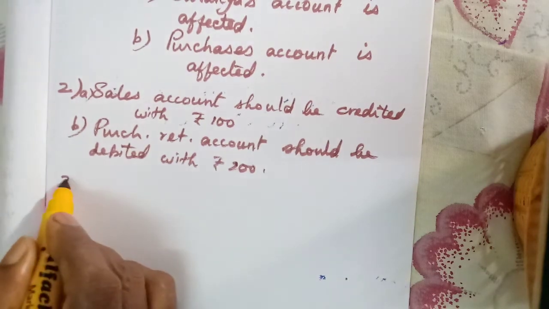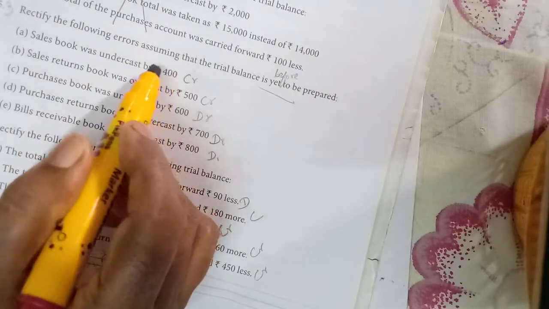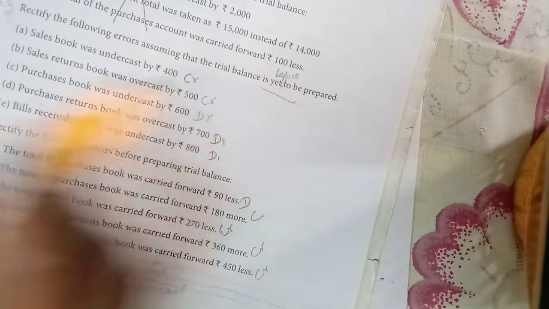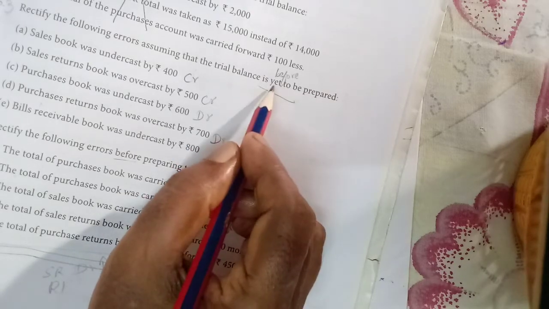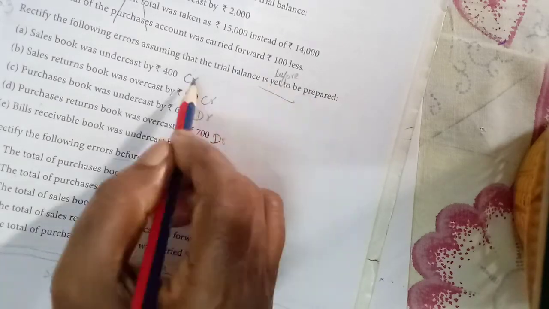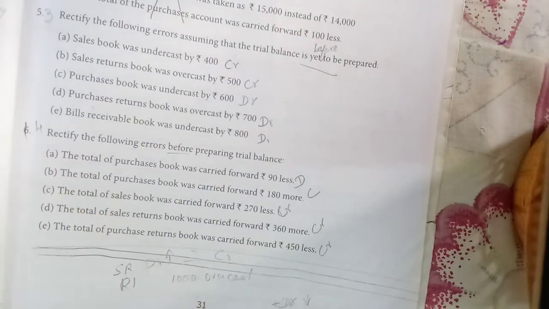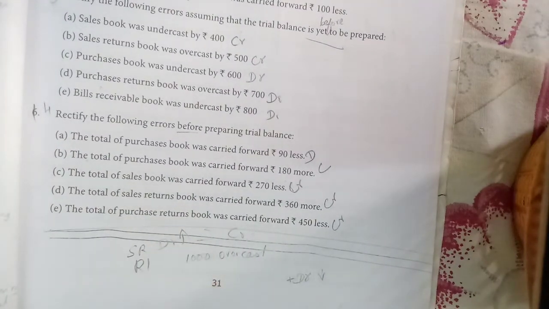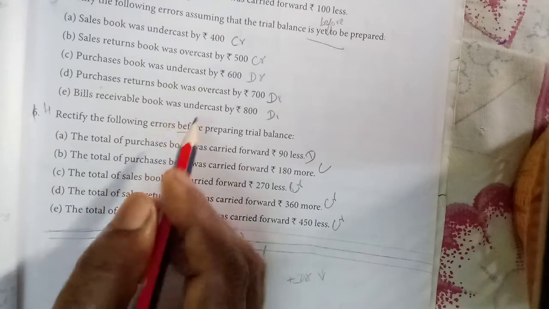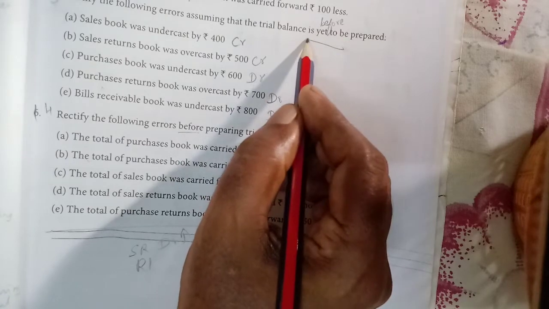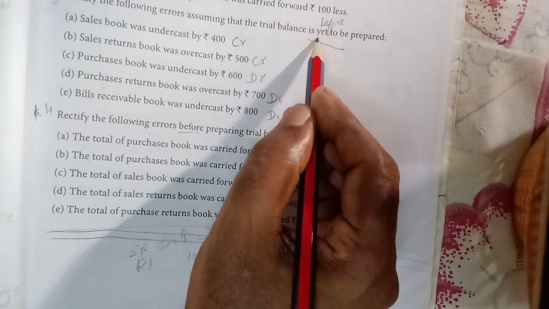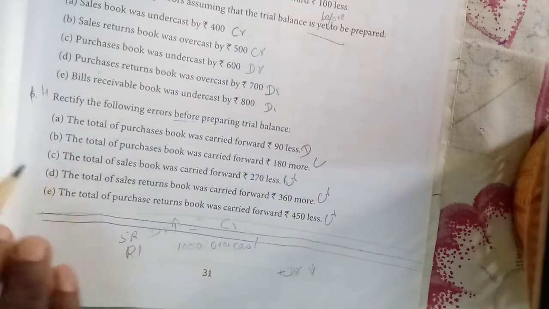Then third one, same model. Okay. See, rectify the following errors assuming that the trial balance is yet to be prepared. Yet to be prepared means what? We need to prepare. So before the preparation of the trial balance. Okay, you must be very careful. If it is after the preparation of the trial balance, that suspense account will appear. So when you do the problem, you must read this one very correctly. Yet to be prepared means we are going to prepare. So now it is not prepared.